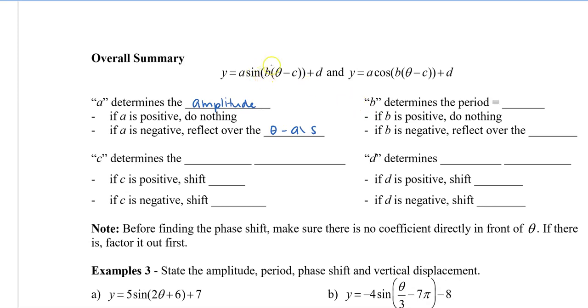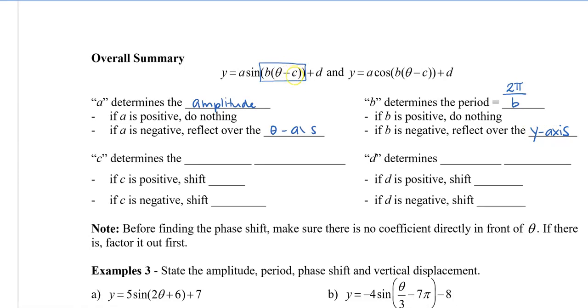B, notice B is inside the brackets here. Okay, so this whole piece here is what affects our theta. And B determines the period. And remember, the period is normally 2 pi, but we're going to now divide it by whatever the value of B is. If B is positive, again, we do nothing. But if B is negative, we're going to reflect over the y-axis.